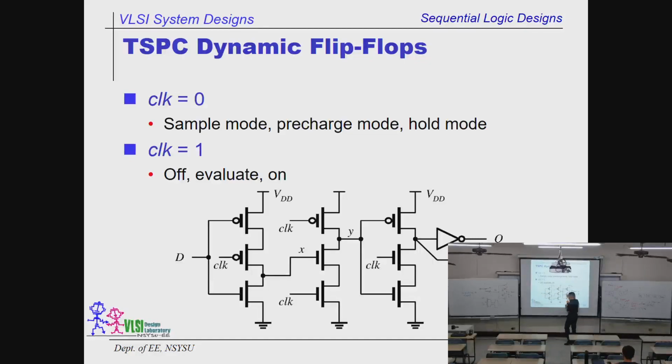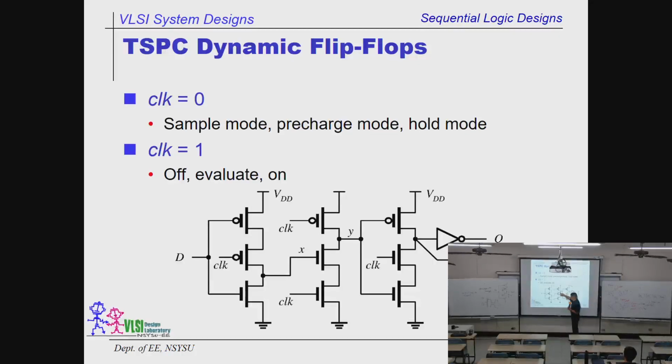And clock is 0, this one will be off. It will be hold mode. Okay, nothing will be changed. Okay, Q will stay as before, nothing will be changed. But when the clock is reversed to be high, then this one is blocked. Nothing will happen here. The X will be used to drive the Y over here.